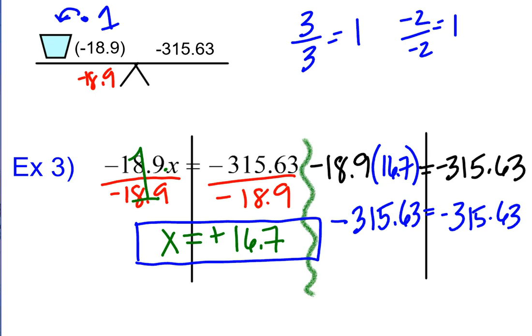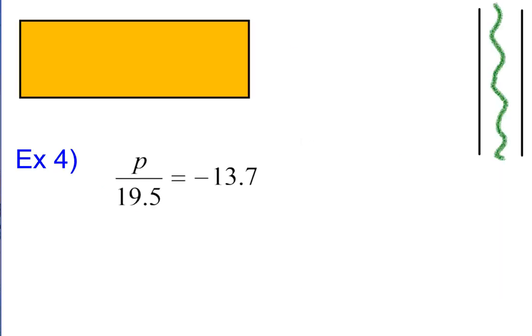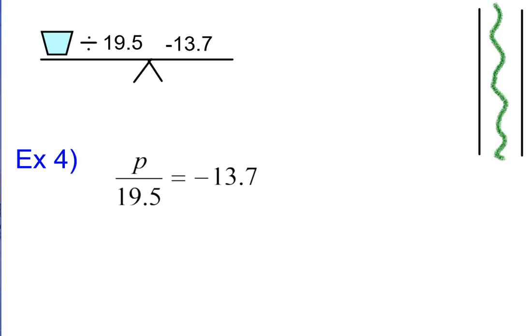Okay, we're going to do one more problem. We're going to do a division problem. So here we have P divided by 19 and 5/10 equals negative 13 and 7/10. What's interesting is I think a lot of students forget, and they see this fraction bar and they always want to say over, over, over. It's really not over, is it? It really represents this division sign.